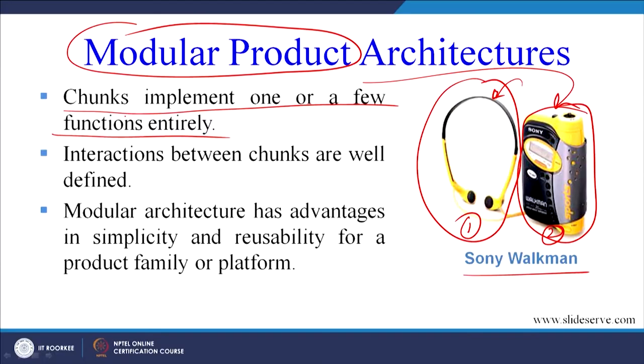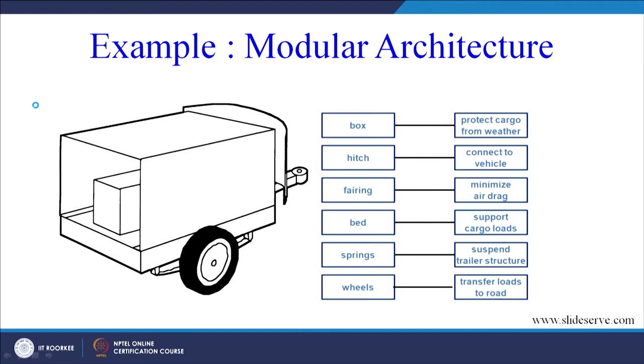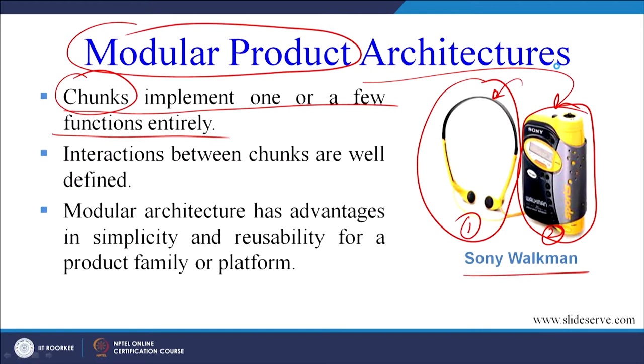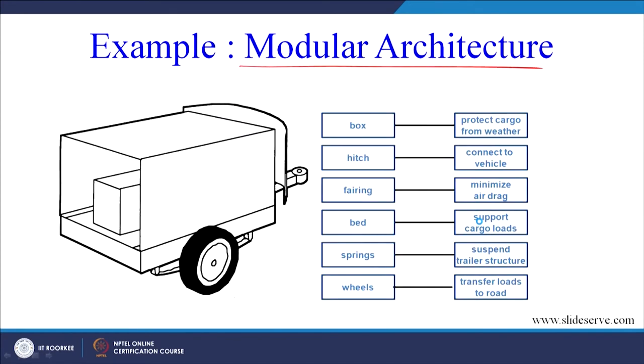Chunks, meaning the modules, implement one or a few functions independently or entirely. Interactions between chunks are very well defined. Modular architecture has advantages in simplicity and reusability for a product family or a platform. As I have already explained, the modular parts can be reused. Now, this is another example of a modular architecture. The previous one was one example, so this is our example number B for the modular architecture.